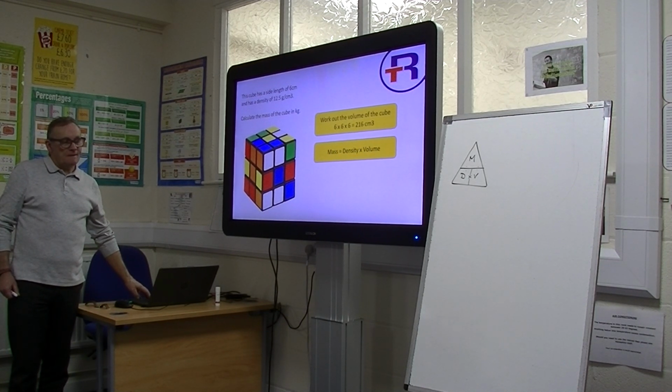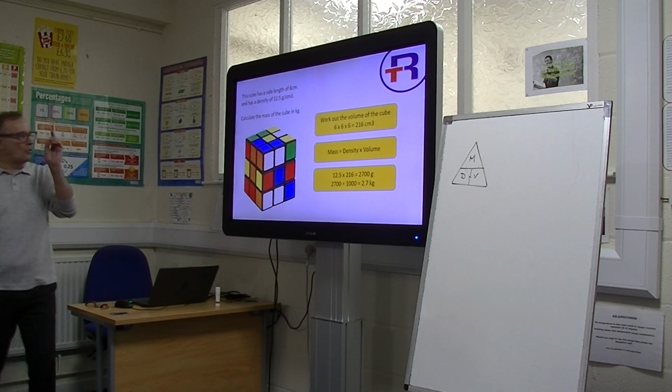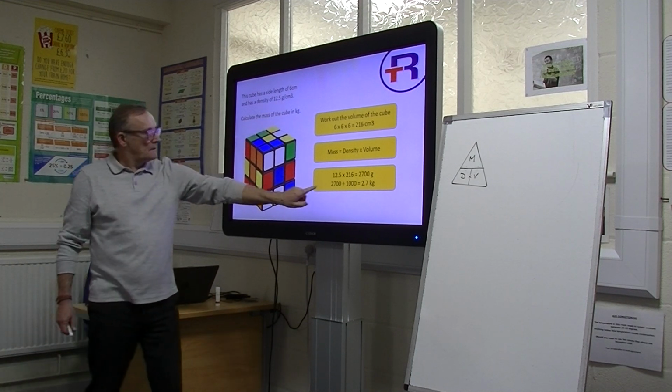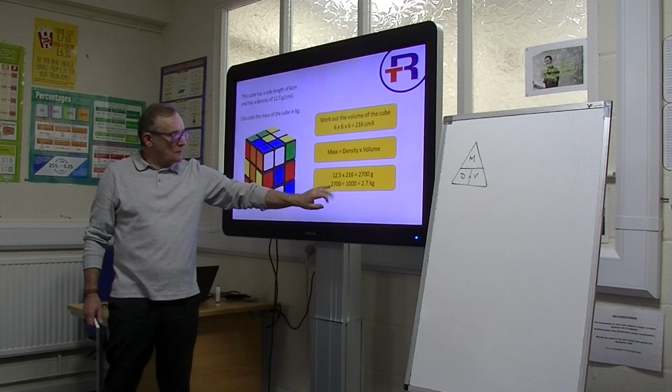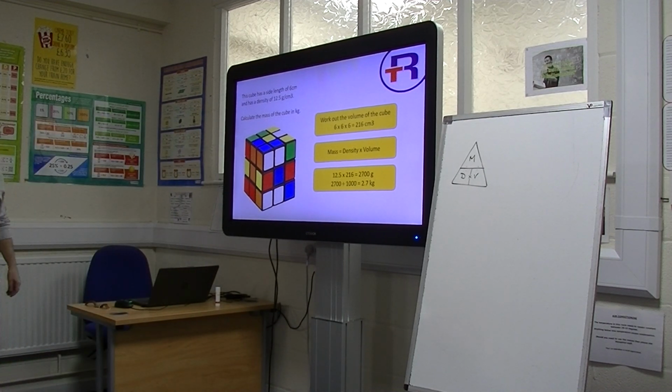Mass is equal to the density times by the volume. 12.5 times 216, which is 2,700. We're in grams because we've used grams there, remember. Divide it by 1,000 to go from grams to kilograms, so that block weighs 2.7 kilograms.